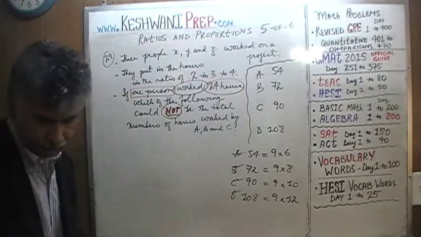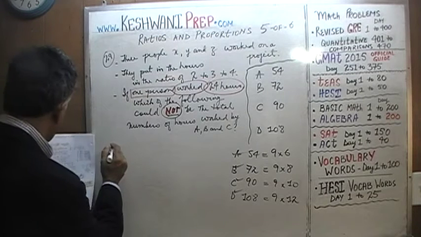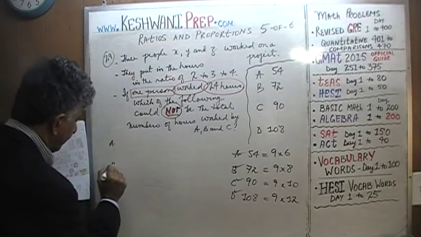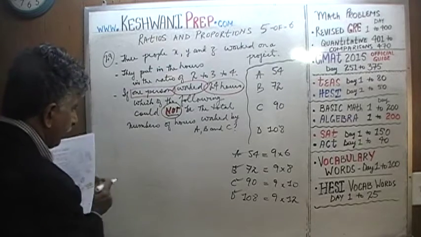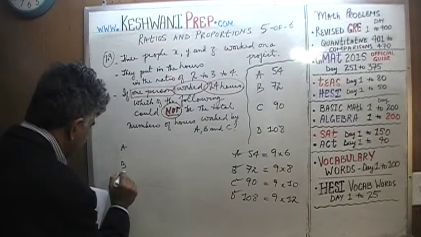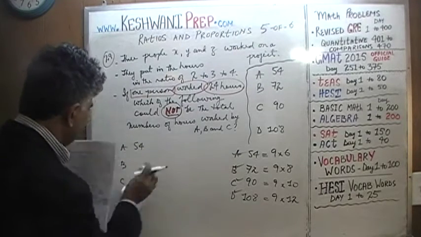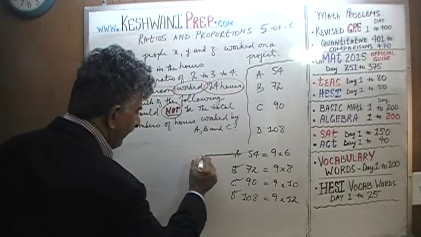Let's see what we can do. So here's what the answer choices are: A, B, C, and D. We have 54. Oh, it's right here. All the information is right there. I don't know why I'm rewriting it. So if that's the case, answer choice A is what I'm working with right now.